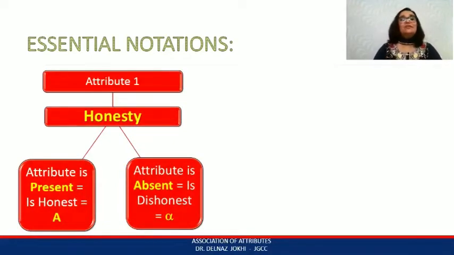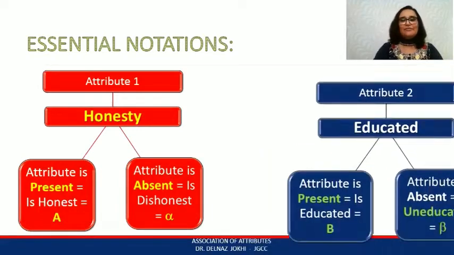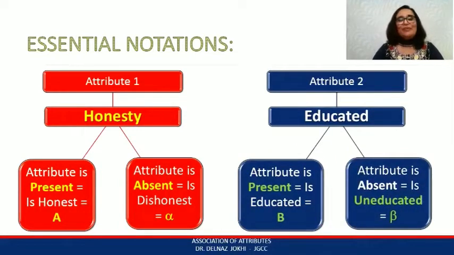Now I told you that in your syllabus you'll be having 2 attributes. So here comes attribute number 2. Let's take the second attribute as educated person, right? Now you know educated person, either a person is educated, so if the attribute is present, we call it B. Isko humne A bol diya tha, to isko hum bolenge B.